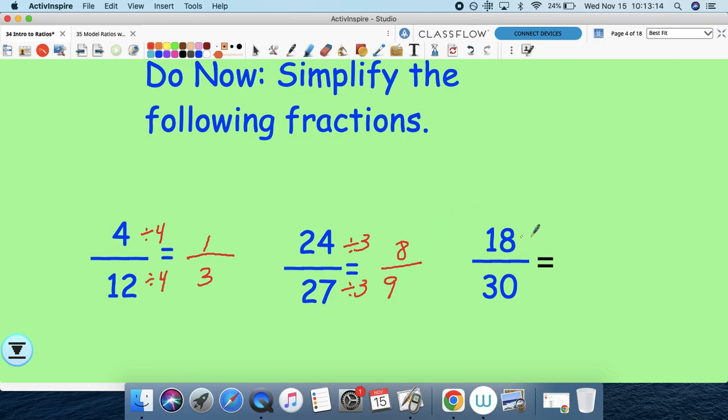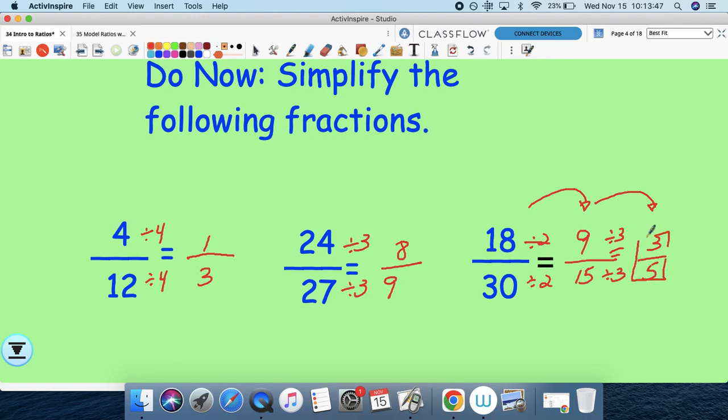Okay. 18 over 30. I'll do this one a little bit different. Let's say you don't know what the greatest common factor is, but you know a common factor. So let's take 2, for example. If I divide by 2, which is possible, 18 divided by 2, I will get 9. 30 divided by 2, I will get 15. But this is not written in lowest terms, so I can go one more. A common factor between 9 and 15 is 3, so I'm going to divide by 3 and divide by 3. 9 divided by 3 is 3, and 15 divided by 3 is 5.